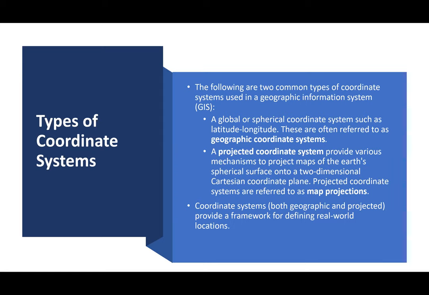This is one of the first things that we do in the software so that you can get a better understanding of what that looks like if you were to use different kinds of geographic coordinate systems, different kinds of projected coordinate systems. And again, what are the most commonly used from a global perspective versus your local perspective? Coordinate systems, both geographic and projected, provide a framework, that geographic framework, for defining real world locations. There is a difference between the two. Know that you can convert between the two, but one's based on the globe, one's based on a flat surface.